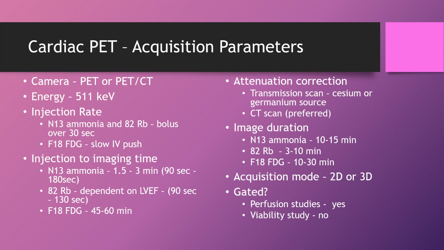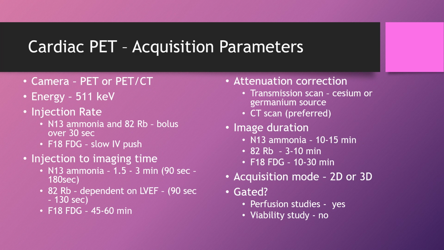And then also for the resting MPI study that goes along with it, you can use either N13 ammonia or rubidium 82. Regardless of whether you're doing N13 ammonia or rubidium, both of those will be a bolus injection. It's best to get the myocardial blood flow reserve with it, so you want to capture that as a flow for the resting study. For the F18 FDG, you want to make sure that you're injecting it slowly. That should be slowly injected over 1 to 2 minutes. Do not bolus the FDG.